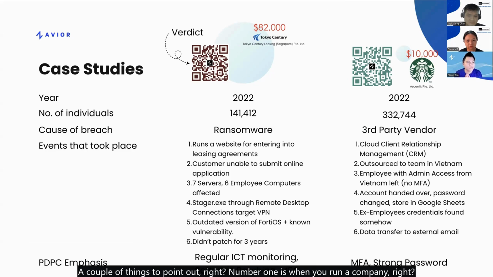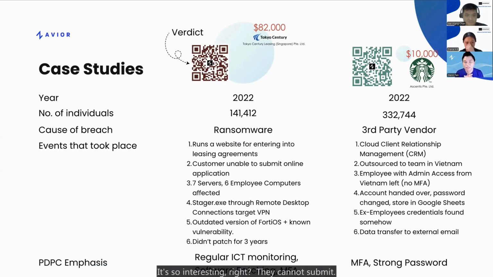Number one is when you run a company, if you run a standard company, let's talk about this leasing company. They just built a website to arrange leasing agreements. It's like how we have a website and ask people to fill up a form, or an engagement form, which is very common. One of the ways they found out this happened, through the ransomware, was that they couldn't submit an application. It's so interesting. They couldn't submit, and then they found out their servers were affected by ransomware.